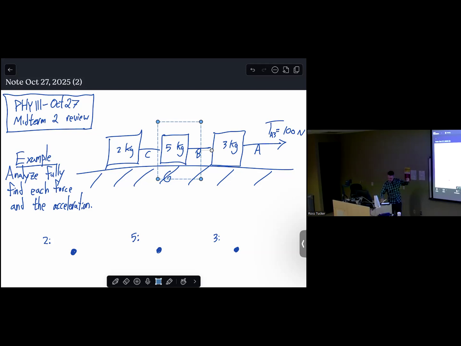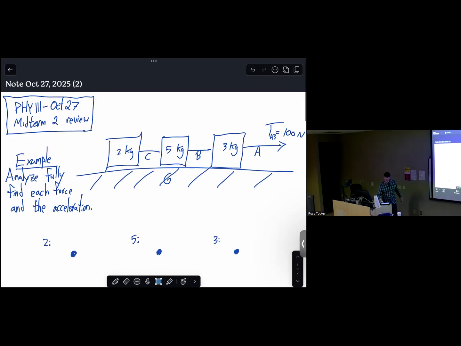One more time, though. Google question C, what objects interact with box 3 kilogram? Box 3. Google question C. Please use the letters indicated. Don't make up your own.